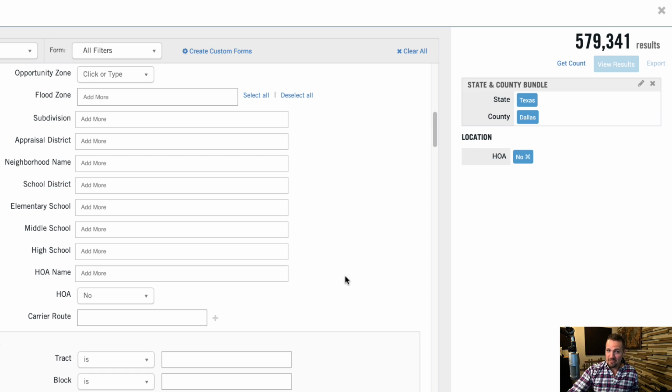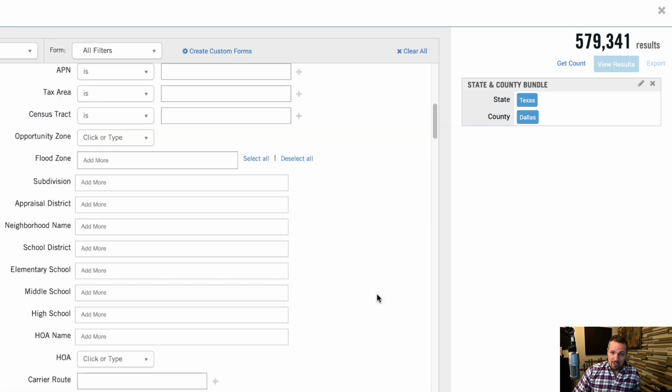I do think it's something to be aware of and probably worth trying out in the counties that you're accustomed to working in if this is something that's important to you, whether you do or don't want to send mail to those types of properties. So that's the first one to be aware of. The next one is the flood zone filter, which is right up here.